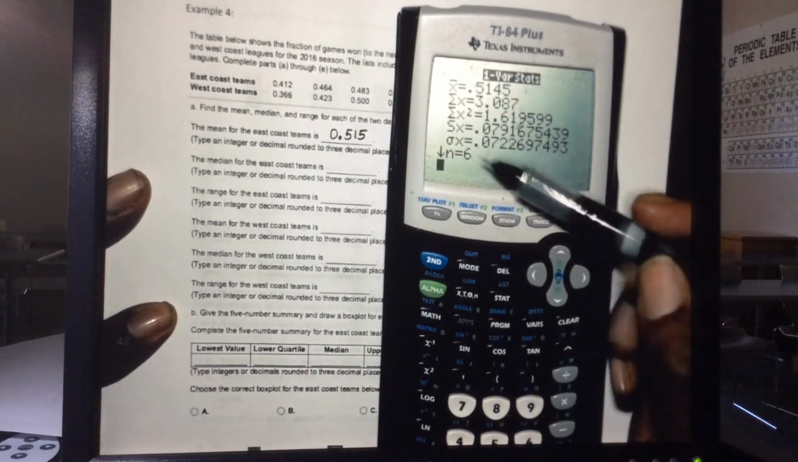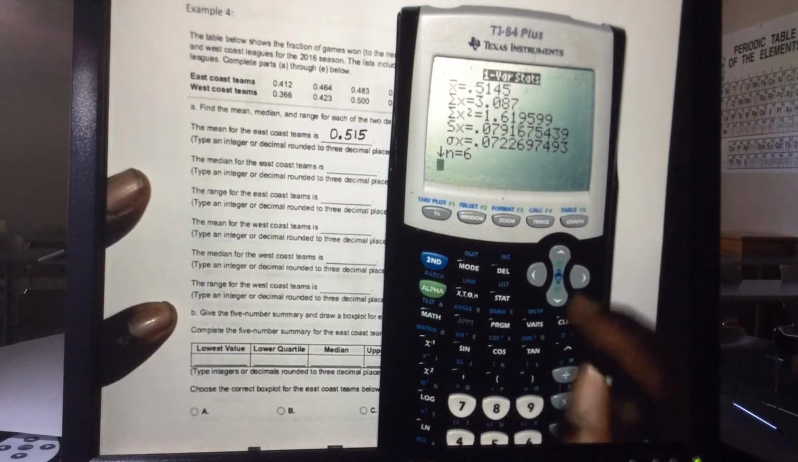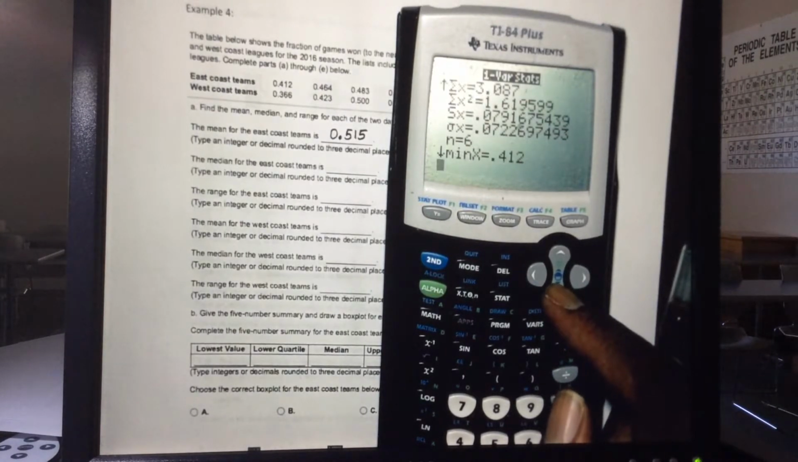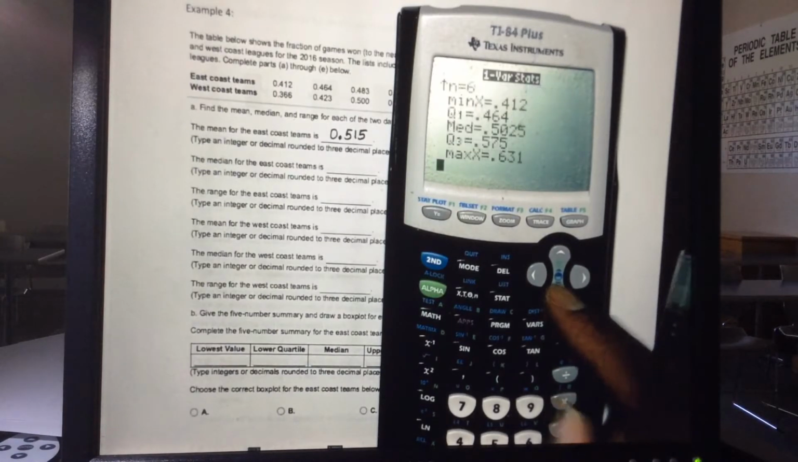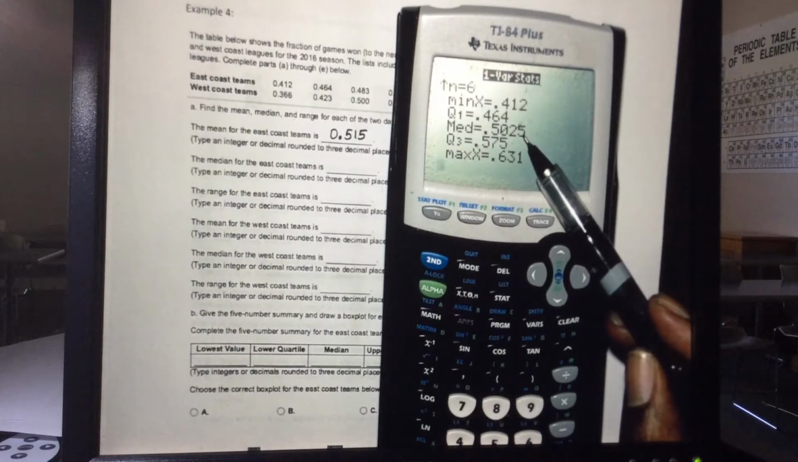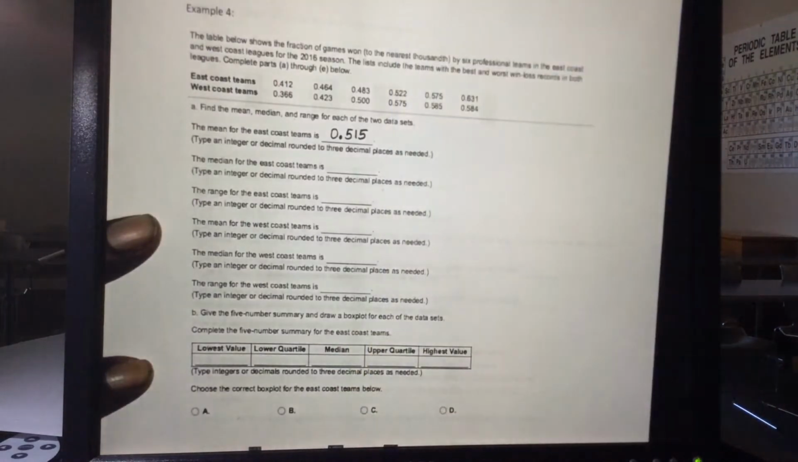Okay, now notice this arrow down here on the far left side. That means that there's more stuff on this calculator than the screen can fit. So if you use your down arrow key, guess what? Here's your median right here for the East Coast teams. Round that off to 3 decimal places, it'll be 0.503.